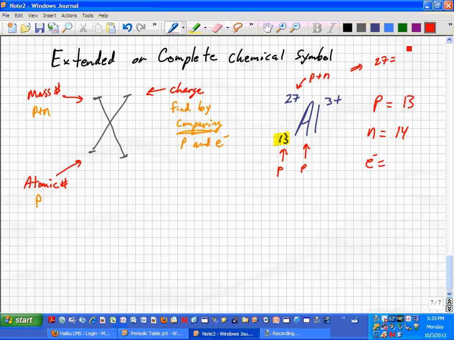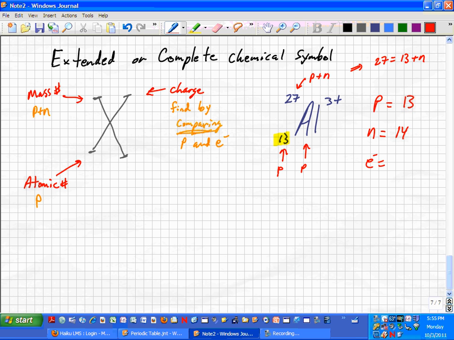Or you can just say that 27 is equal to 13 plus n. Again, subtract 13 from both sides, and I get 14. Or the fast, quick way that most people figure out is 27 minus 13, so they're right above each other. 27 minus 13 gives me 14.